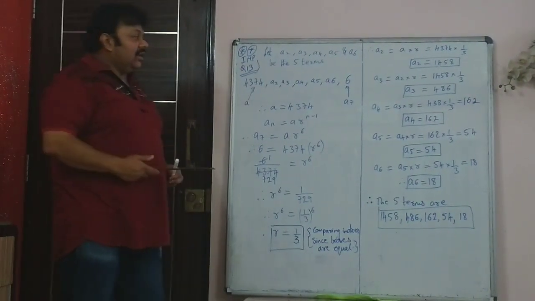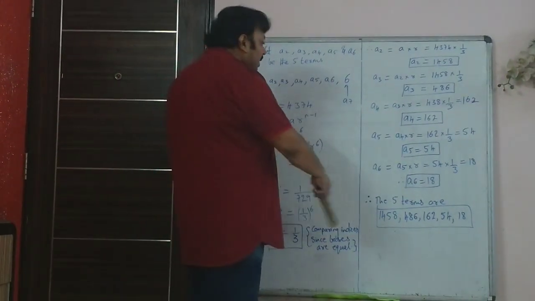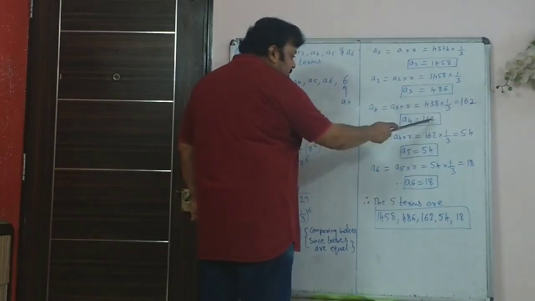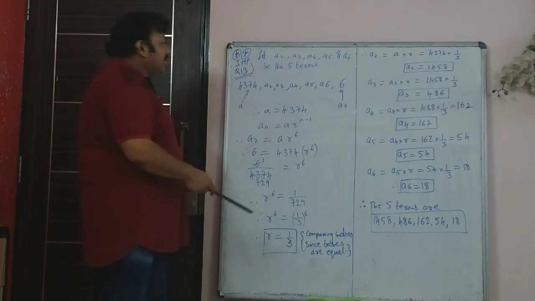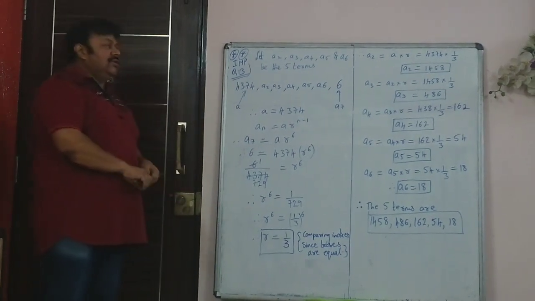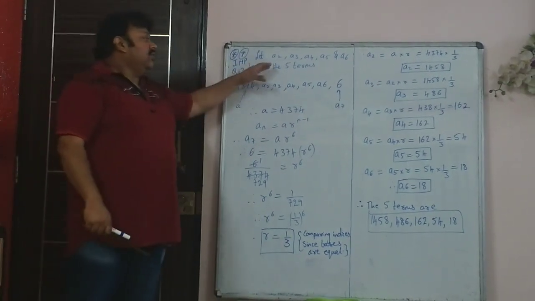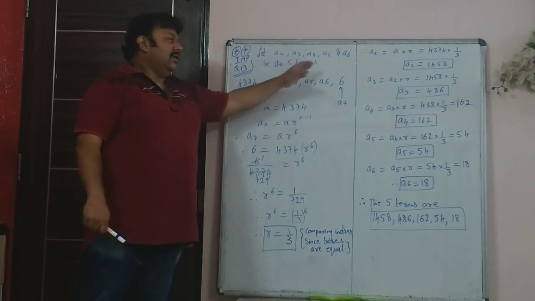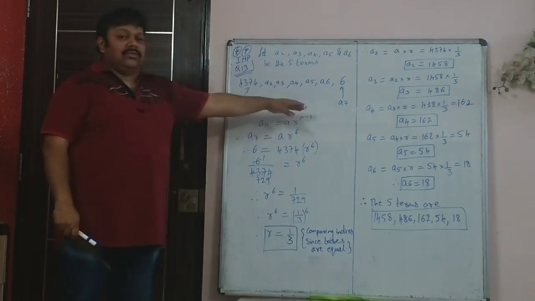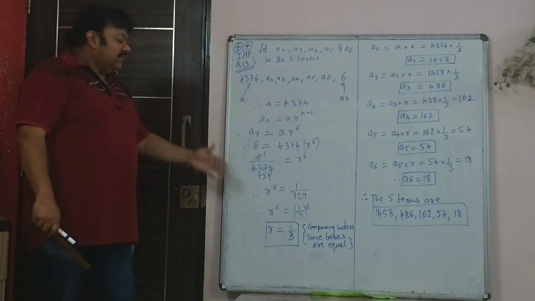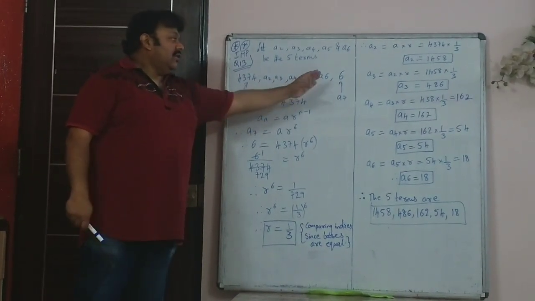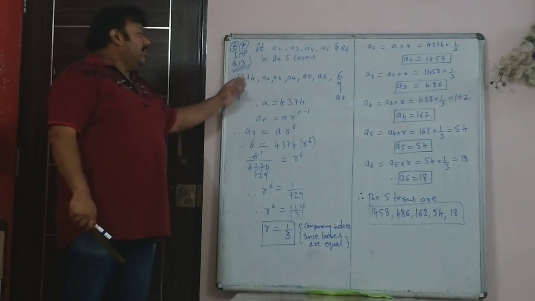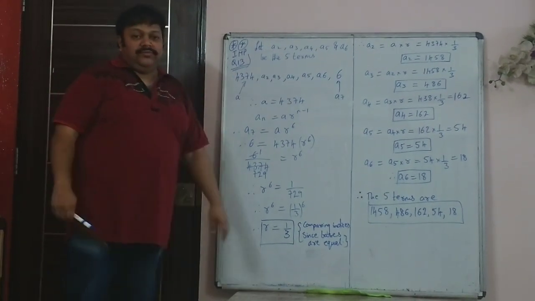That is 1458, 486, 162, 54 and 18. Copy this. This is an important sum. This is a different type of sum where you have to use the first term, and in this case it was the 7th term which was known, and then find r, and after you find r you can find each succeeding term by multiplying the preceding term with r.